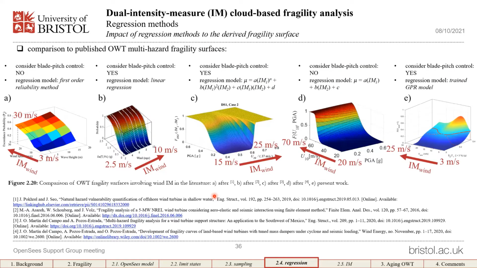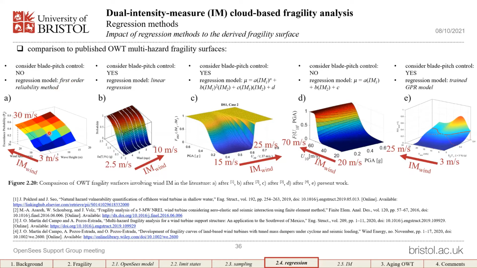So to close our discussions on regression methods, here we have a comparison of several previously published fragility surfaces for offshore wind turbines that I was able to find in literature. Basically, we wanted to see whether these previous results had deficiencies in any way, and if they did, whether these were legitimate deficiencies. So for the first case, the entire range of operational wind speeds was examined, even though a first-order reliability method, which is linear, was used.